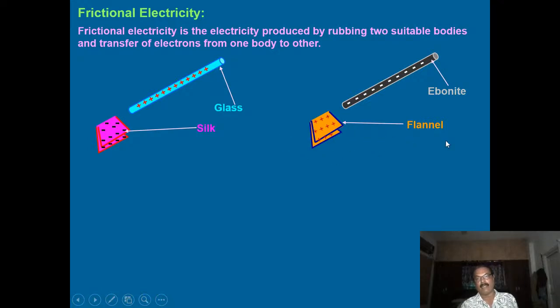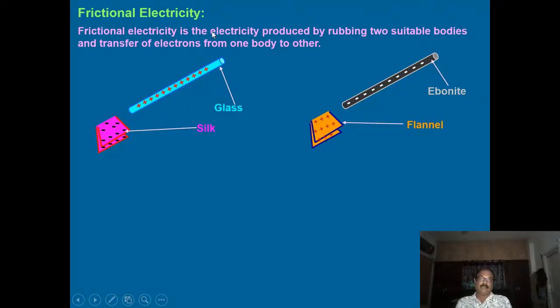Here in the wool, the charges are loosely bound. As it is rubbed, the charges get transferred to the ebonite. The opposite process takes place in ebonite and flannel.